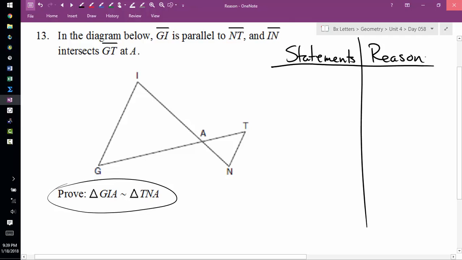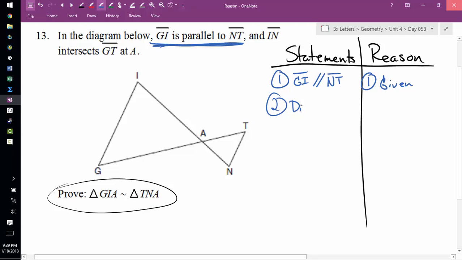So, what they give me is this fact. All right, that's the most important one. One, segment GI is parallel to segment MT. How did I know that? It was given. If you want, you can make another step where you say like diagram with info, but that's not really there, so I'm not going to do that. Most of these are just going to have one given fact that you need to use.